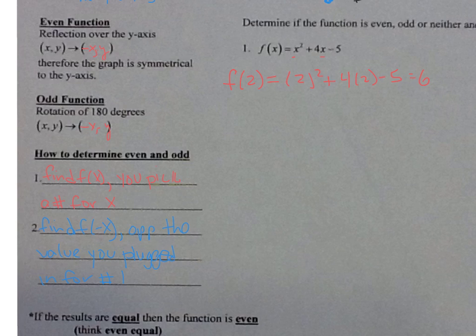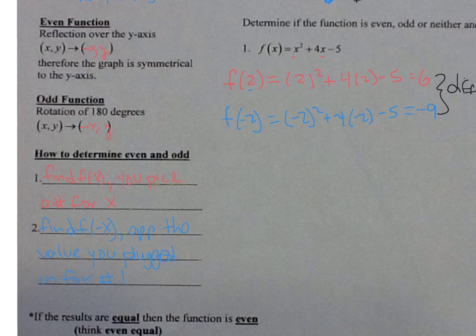Now you have to do that same number 2, but the opposite of that. So f of negative 2. And you're going to plug that in. Negative 2 squared plus 4 times negative 2 minus 5, and you get negative 9. Now, what do you notice about these? They are different.